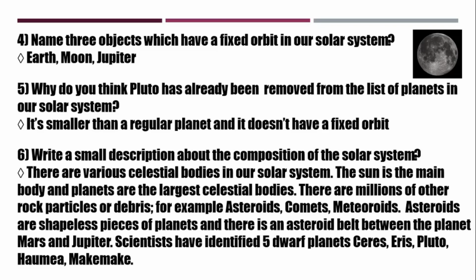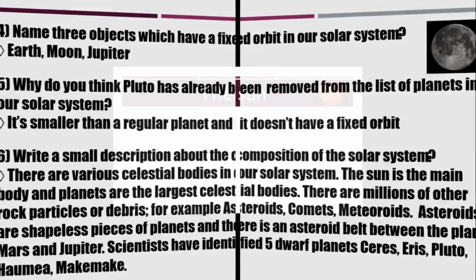There are millions of other rock particles or debris, for example, asteroids, comets, meteoroids. Asteroids are shapeless pieces of planets, and there is an asteroid belt between the planet Mars and Jupiter. Scientists have identified 5 dwarf planets: Ceres, Eris, Pluto, Haumea, Makemake.